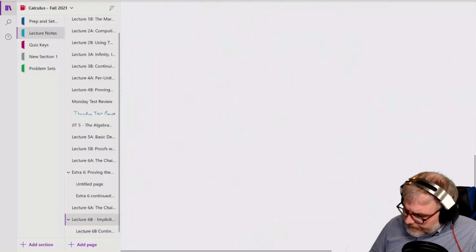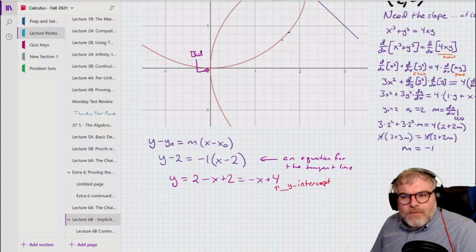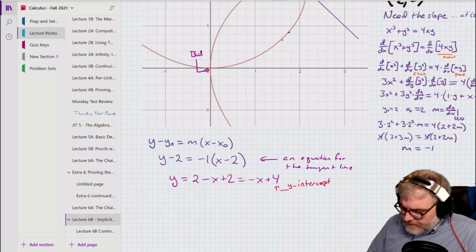Next time we're going to do more implicit differentiation, but we're going to use logarithms. So that's called logarithmic differentiation.